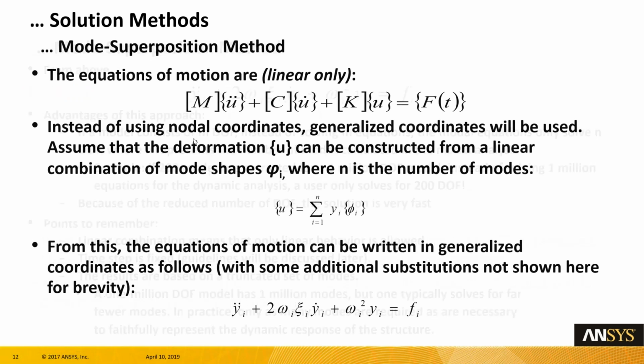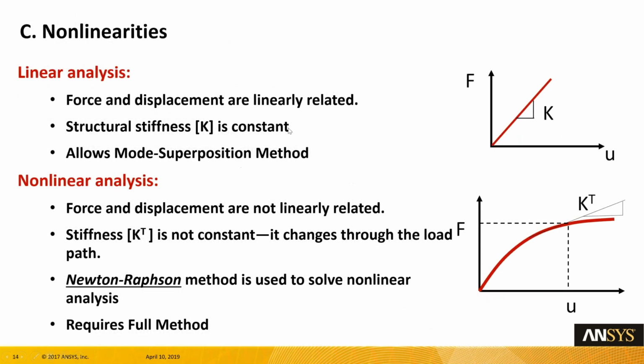I'll skip through these here. And then in terms of what we can account for in a linear analysis, force is related to the displacement by the stiffness matrix over here, and it's linear. It doesn't matter where we are, we get a linear solution. In a nonlinear analysis, force and displacements are not linearly related, so there's a nonlinear relationship between the force and the displacement. To solve these matrices, the nonlinear stiffness matrix, we use the Newton-Raphson method.